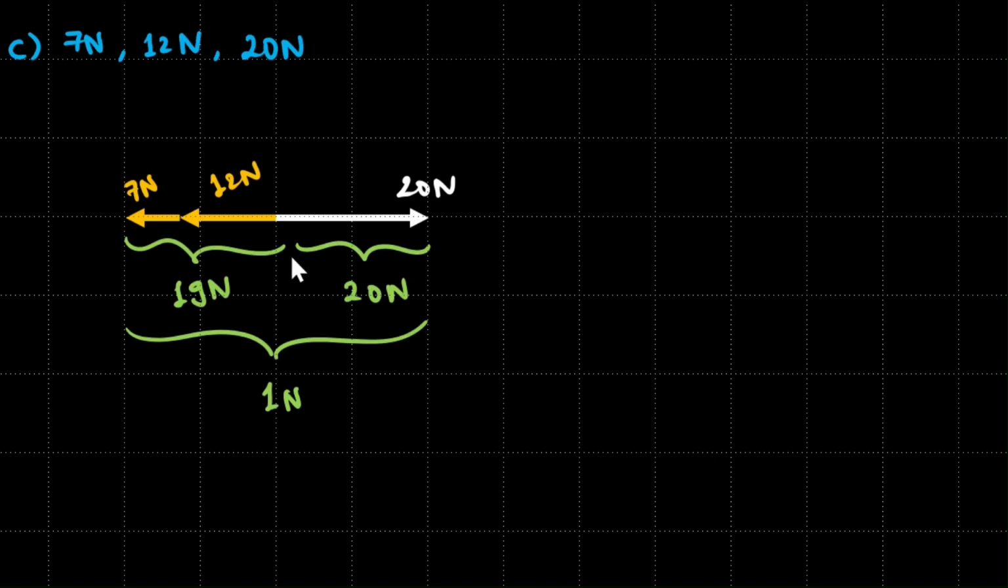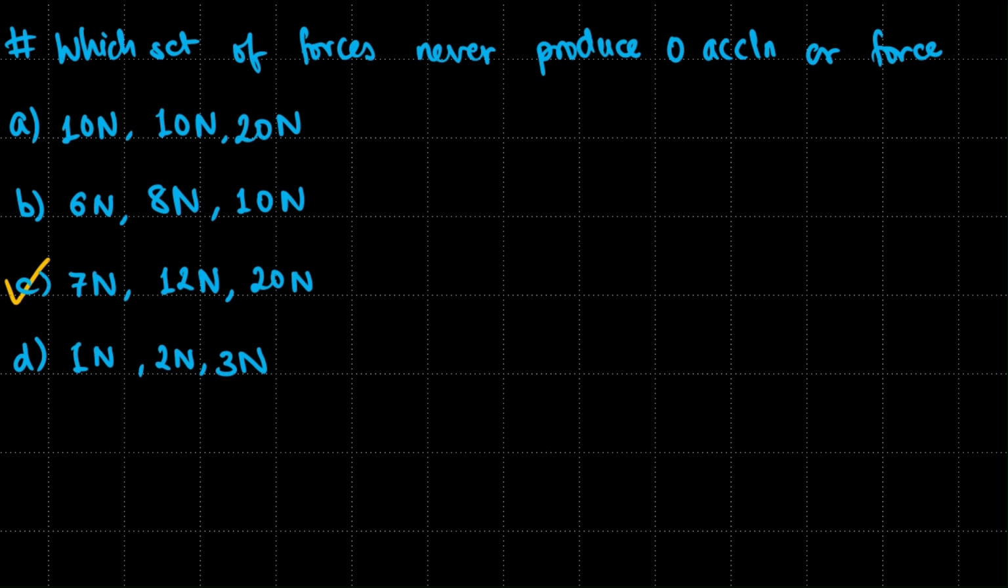And over here, even if you took the maximum, or if you had it at some other angle, this will still be less than 20 newtons, since this is the maximum value, and since the maximum value is still less than the other force, it will not work. Also, let's look at the last one, D, which is 1 newton, 2 newtons, and 3 newtons. I think this one is the simplest.